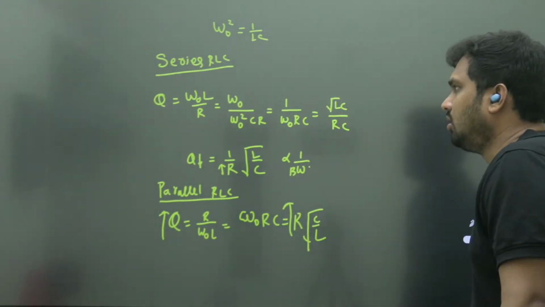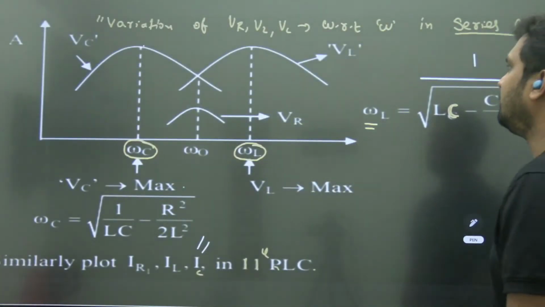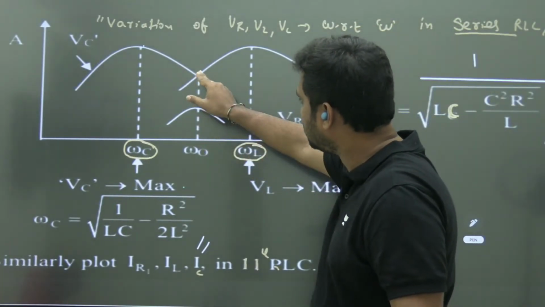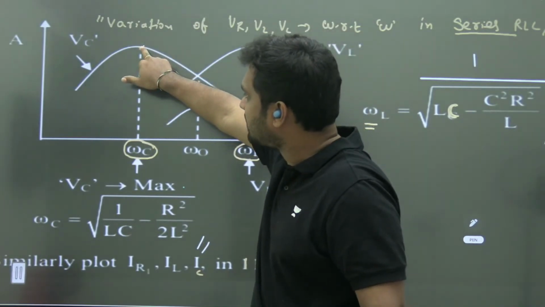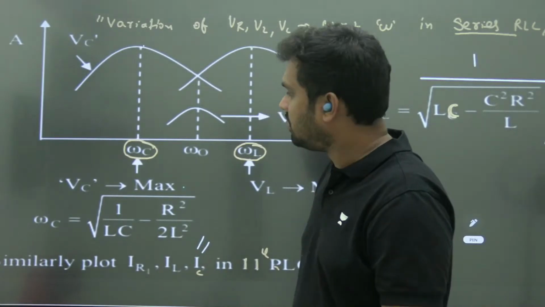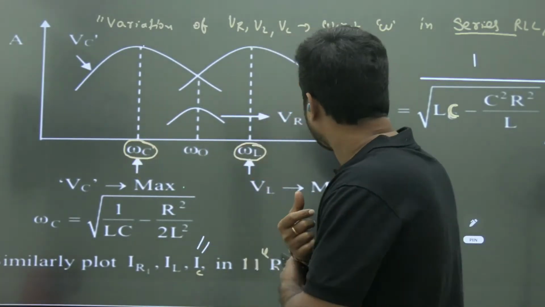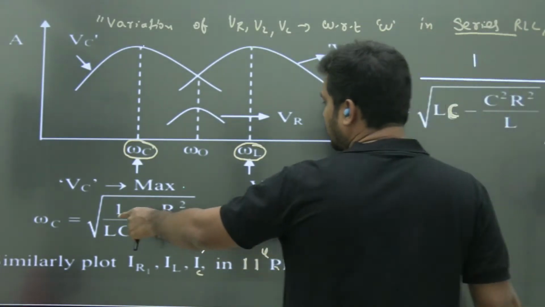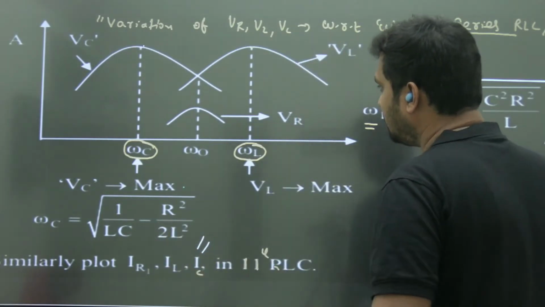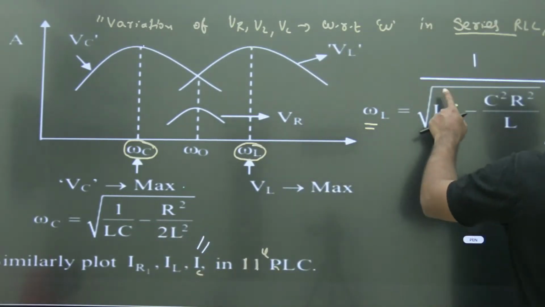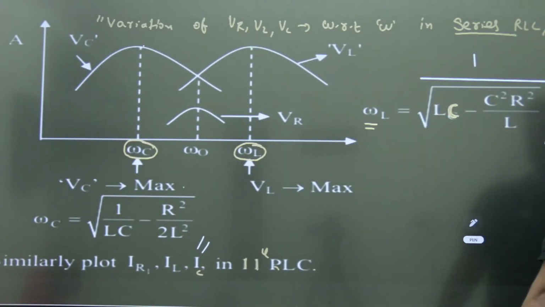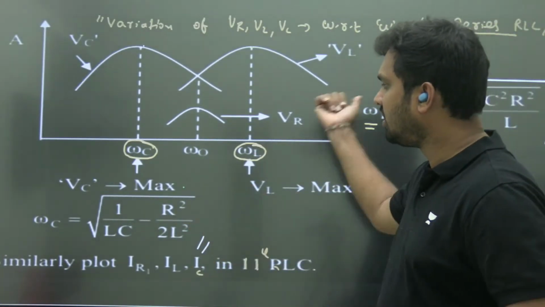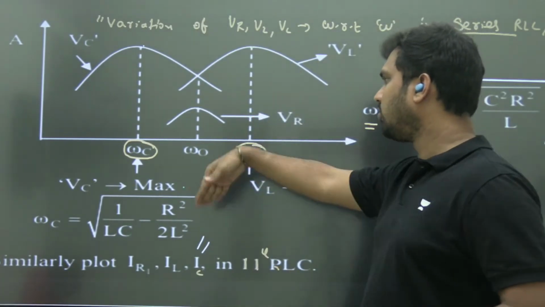So this will give you the variation of VR, VL, VC with respect to omega in a series RLC circuit. At omega naught, the resonance, both will be equal. Before resonance, VC will reach its maximum. After resonance, VL will reach its maximum. The frequency where VC will have its highest possible value is given by 1 by root of LC times root of 1 minus R square C by 2L. The frequency where VL will be maximum is given by 1 by root LC divided by root of 1 minus C square R square by L. It is better to remember these if they come up. These are the frequencies where VL and VC reach maximum: this one before resonance, this one after resonance.